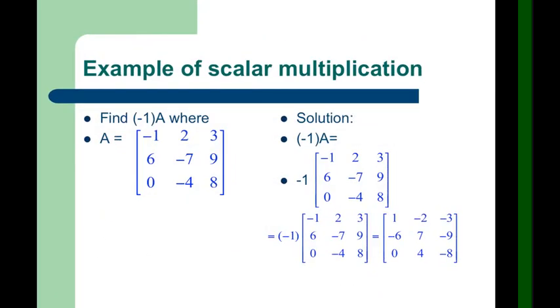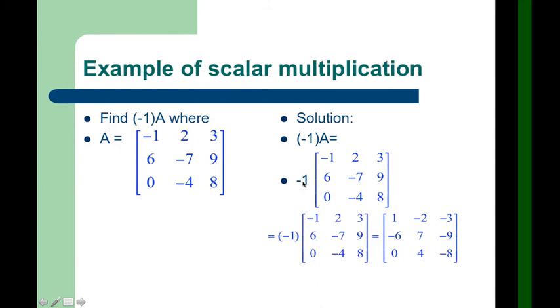Now, example. Find the negative 1 of the A matrix where A is equal to negative 1, 2, 3, 6, negative 7, 9, 0, negative 4, 8. For the solution of this, mention negative 1, what I see here is you just change the sign of the given matrix entries, right?